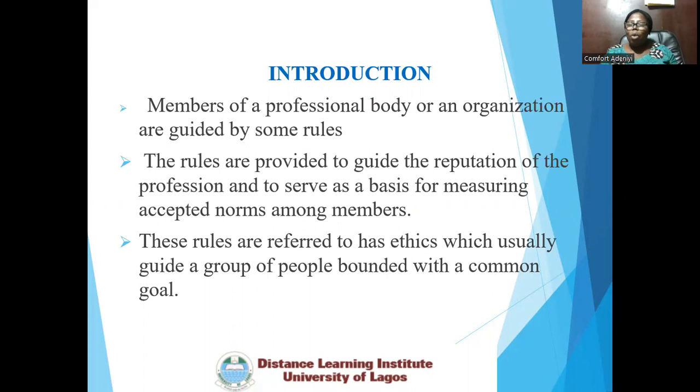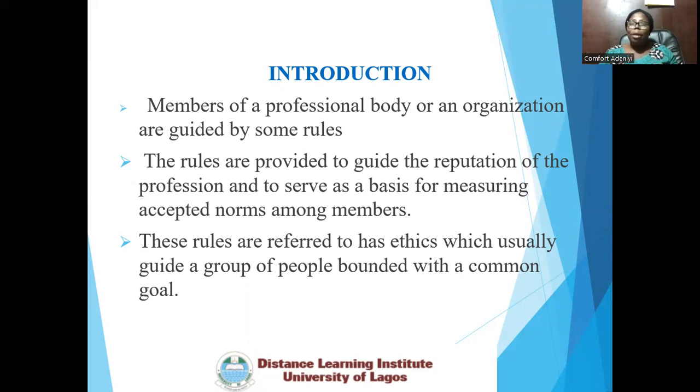Now, let's look at ethics in relation to a professional body or an organization. Usually, members of a professional body or organization are guided by some rules. These rules are provided to guide the reputation of the profession and to serve as a measuring yardstick, a way of measuring the accepted norms among the members. So these rules are referred to as what? As ethics. That is, every organization or professional body has some rules directing or guiding their members on the appropriate ways of behaving. So this is what we can call an ethics or a rule.